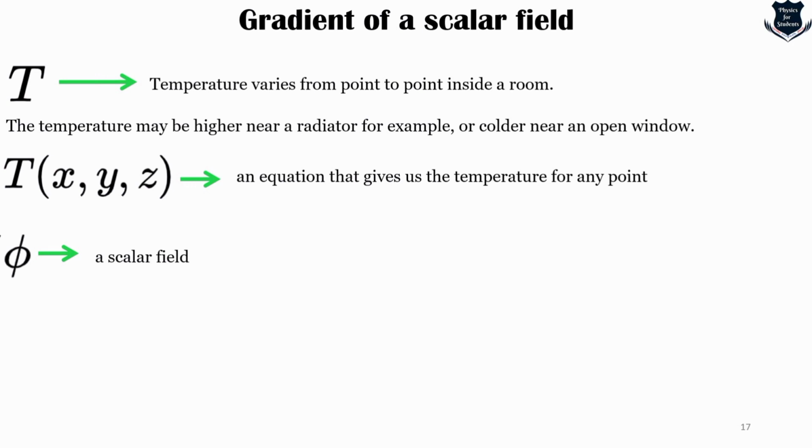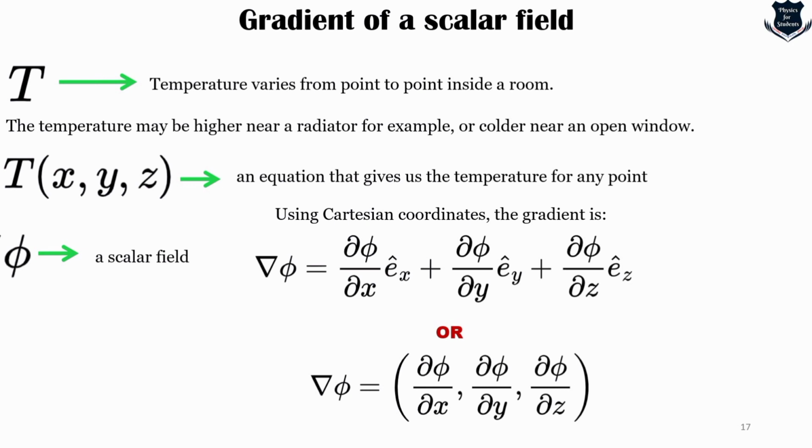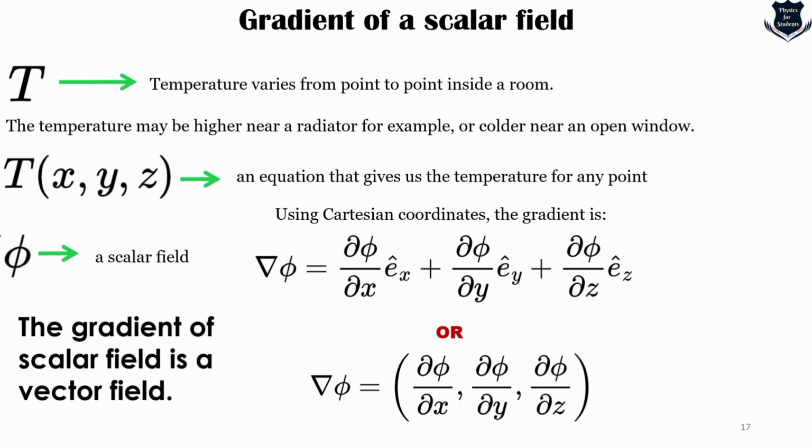This Greek letter phi is used to indicate a scalar field. In ordinary Euclidean space, for a point in a scalar field phi, the gradient is a vector that points in the direction of the greatest increase of phi. Nabla phi equals del phi by del x followed by the x component, then del phi by del y followed by the y component, del phi by del z followed by the z component. Or we can also write it in this way. So what is happening here is that the gradient of a scalar field is ultimately a vector field. We try to find out hypothetically by posing T as the temperature.